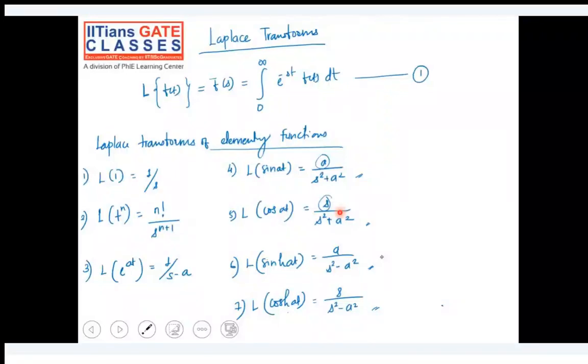Let's study some of the properties of the Laplace transform. Write down: properties of Laplace transform. First property is the linearity property.